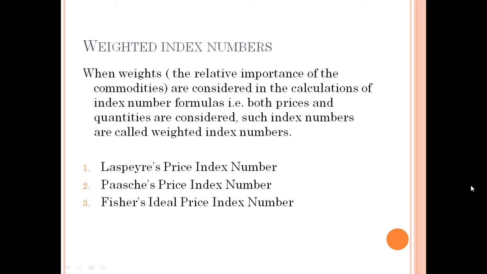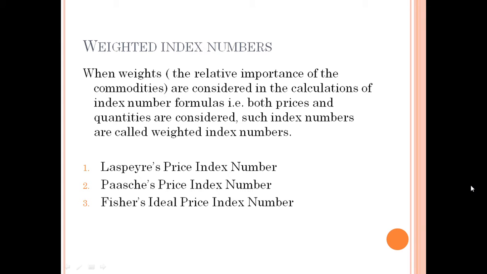What are the weights? It is written in the bracket: the relative importance of the commodities. When weights, or the relative importance of the commodities, are considered in the calculation of the index number formula, that is, both prices and quantities are considered, such index numbers are called weighted index numbers. So when the weights or the importance of the commodities are given in the question, the index number we compute is called a weighted index number.